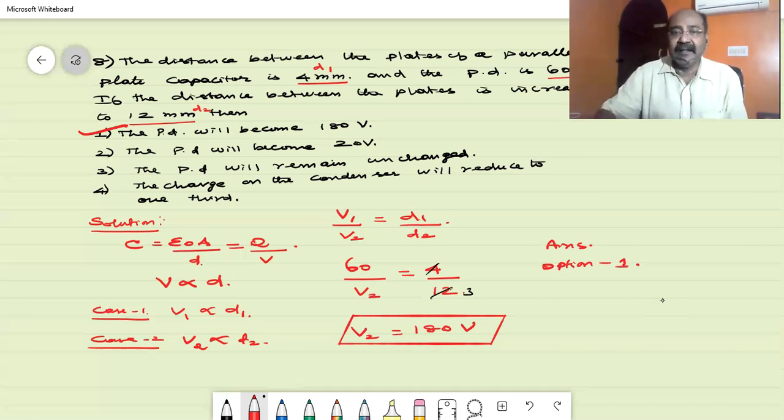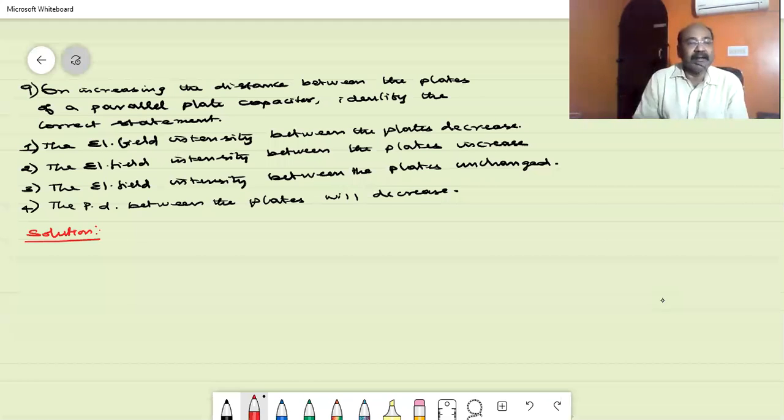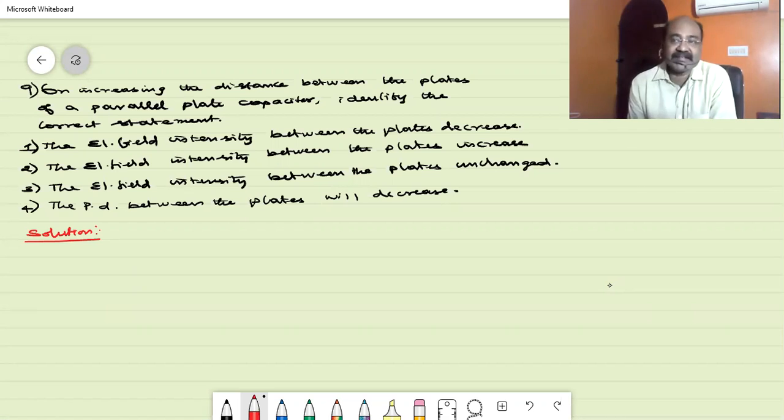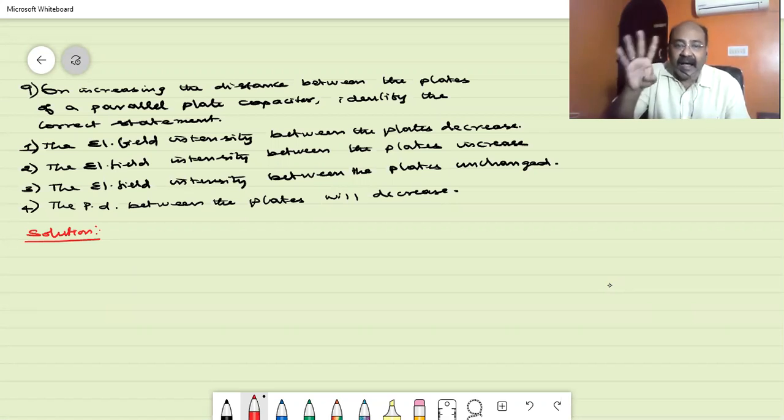Okay. Then let us move on to the next problem. See the problem number 9. On increasing the distance between the plates of a parallel plate capacitor, identify the correct statement. The correct statement is regarding electrical field and the potential difference. In the first 3 options, they have given their answer relating with electric field intensity. And the fourth one with potential difference.